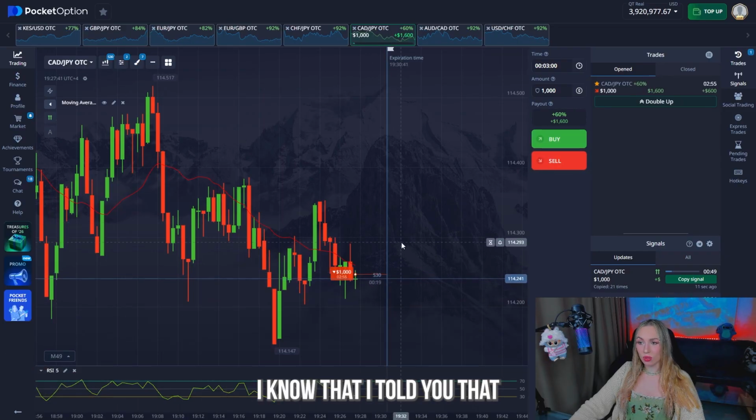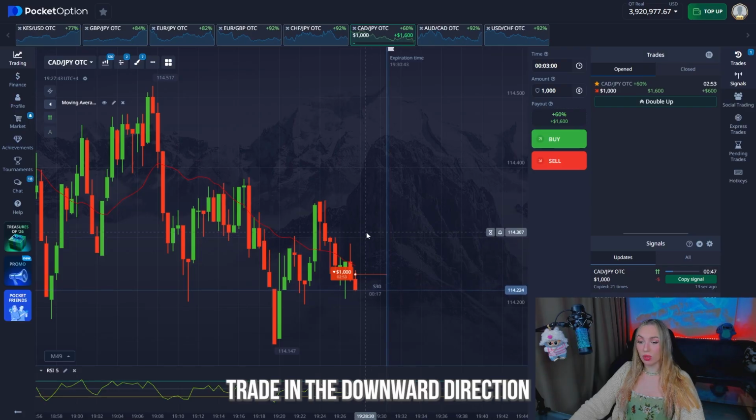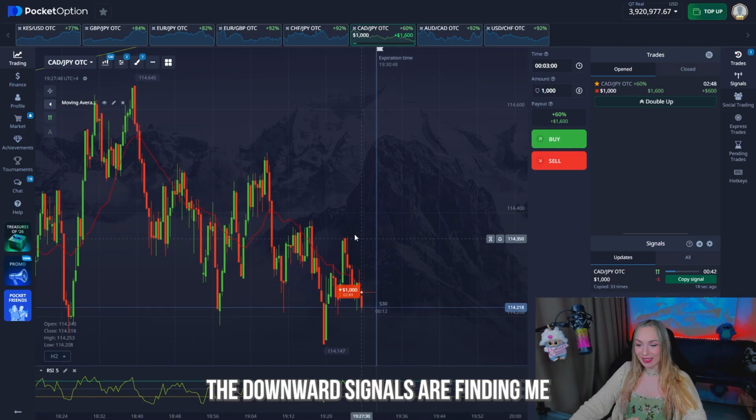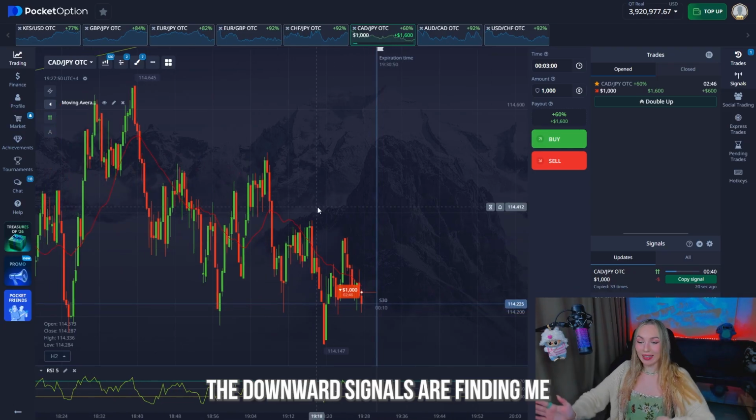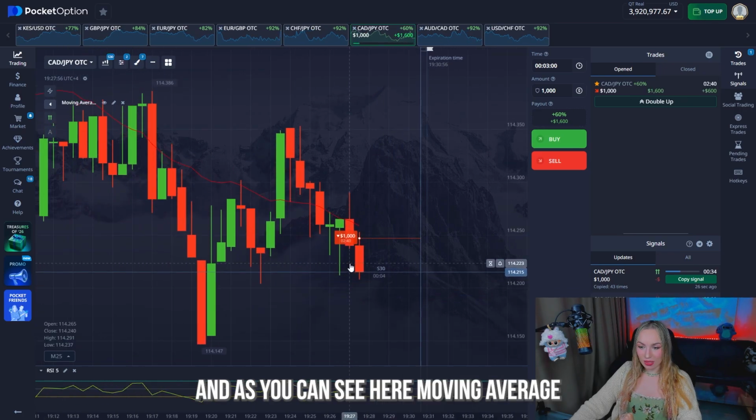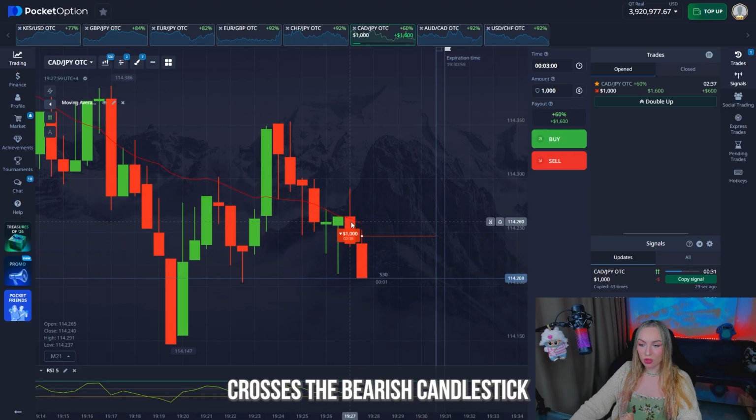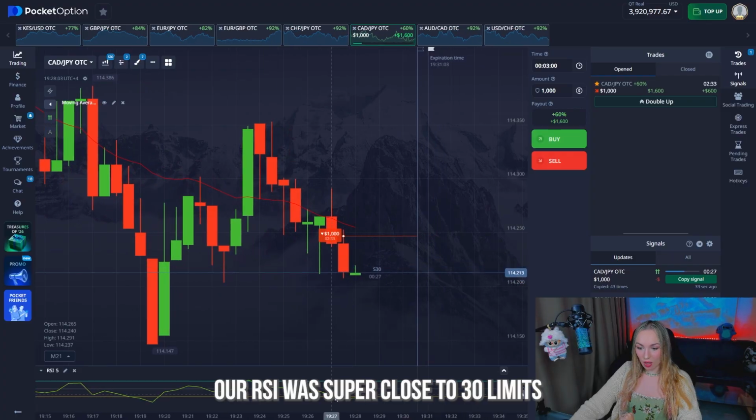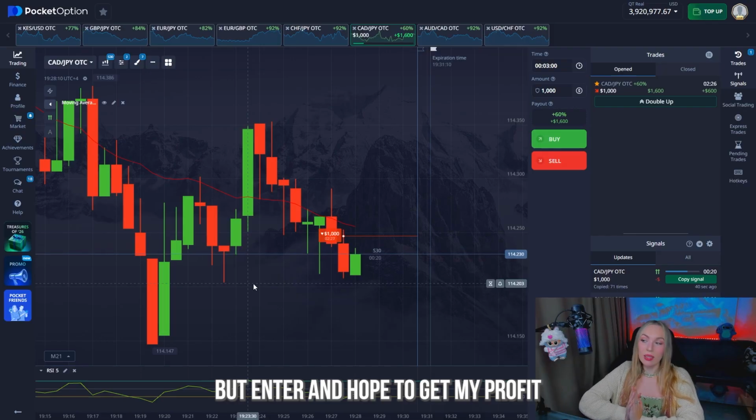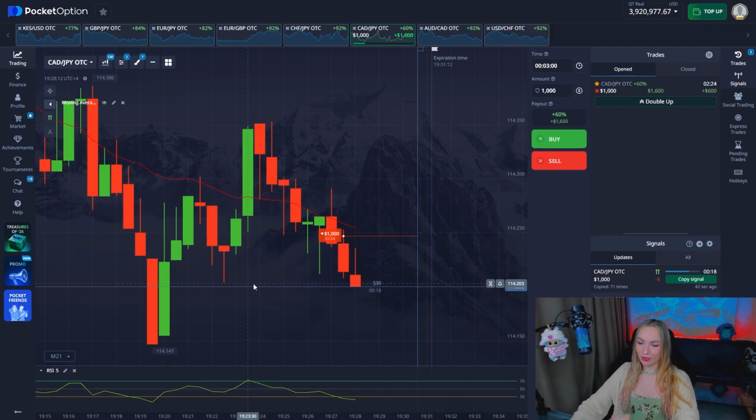I know that I told you that I want to find one trade in the downward direction, but guys, the downward signals are finding me. I can't do anything with that. We have here a downward trend, and as you can see here, moving average crossed the bearish candlestick. Also, our RSI was super close to the 30 limit. I couldn't but enter and hope to get my profit.